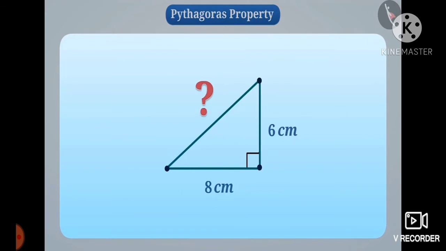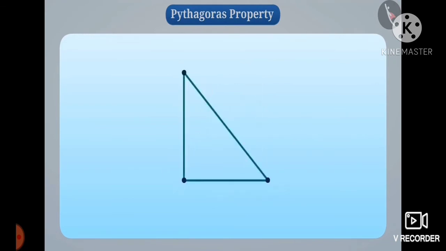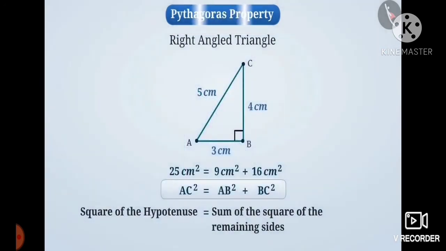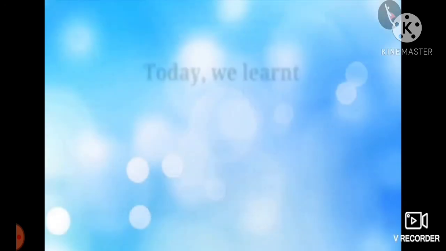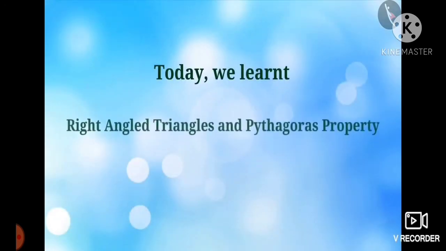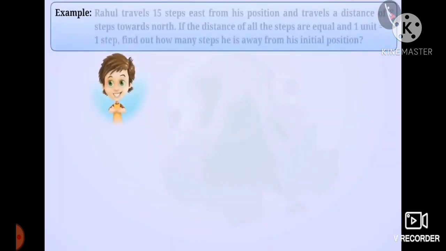By the Pythagoras property, you can find out the other sides of a right angled triangle. Only in a right angled triangle, AC square is equal to AB square plus BC square. The square of the hypotenuse is equal to the sum of squares of the remaining sides. This is about the Pythagoras property. By using this, you can solve many problems.